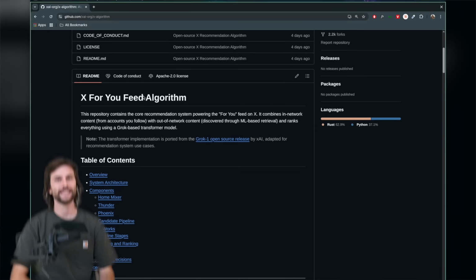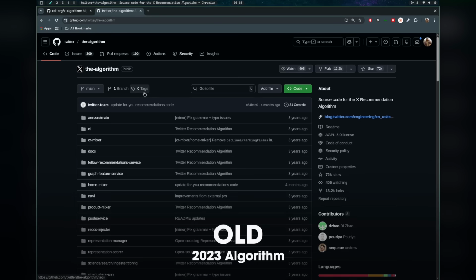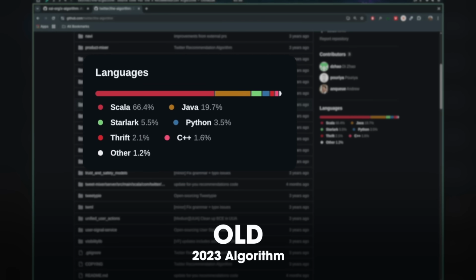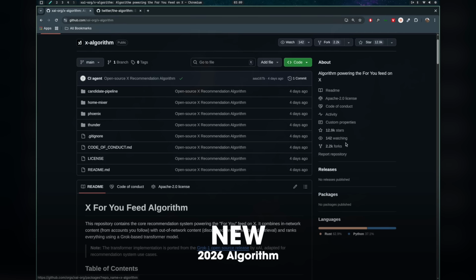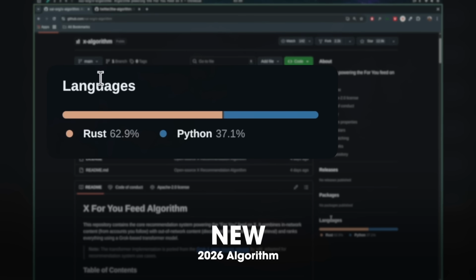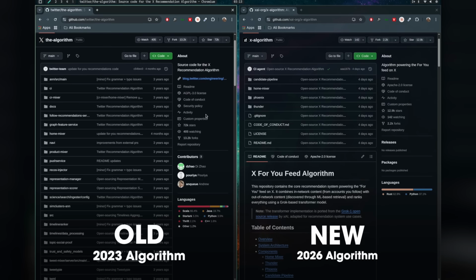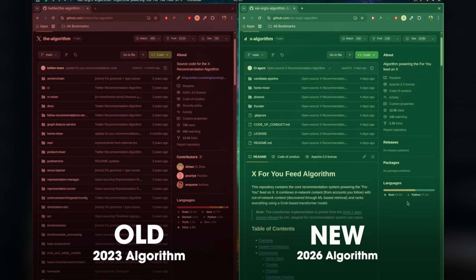So xAI just open sourced the X recommendation algorithm, and they massacred my boy. Scrolling down, I expected to see language stats like that of the 2023 repo. But no, they were gone. The only languages listed: Rust and Python. So this wasn't just a simple refactor of the algorithm, it was a complete rewrite.